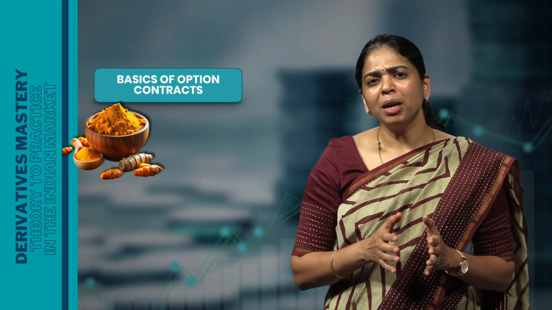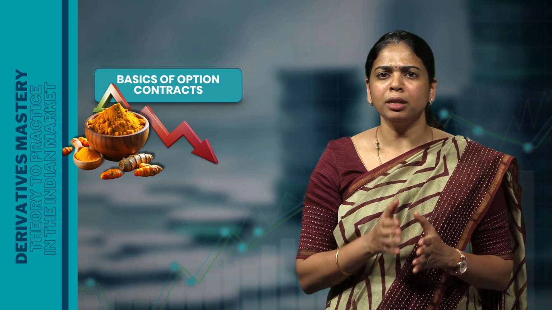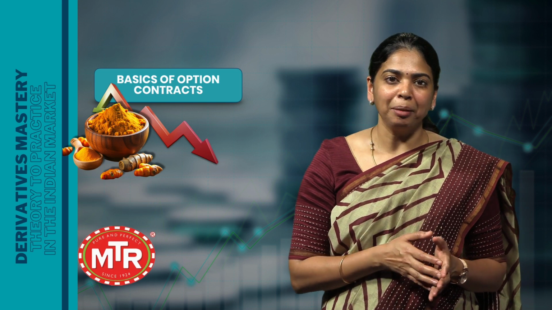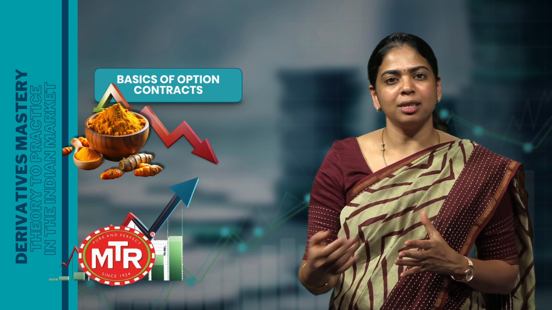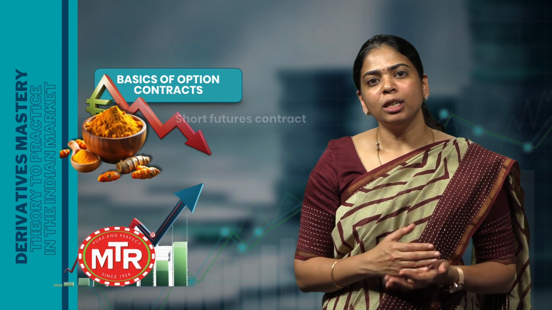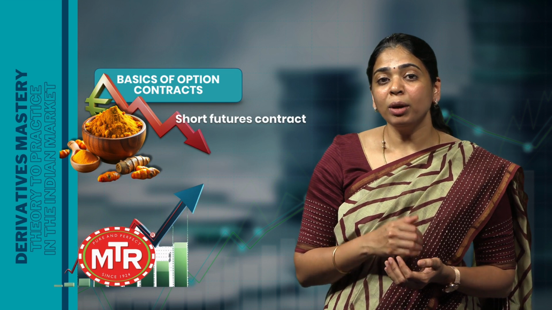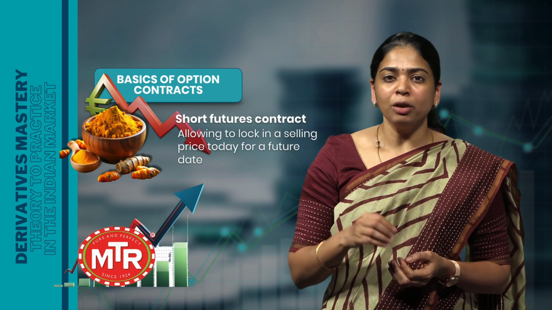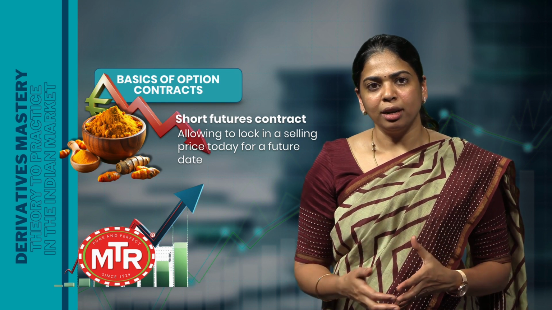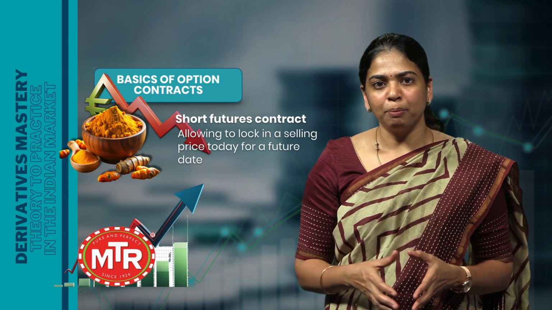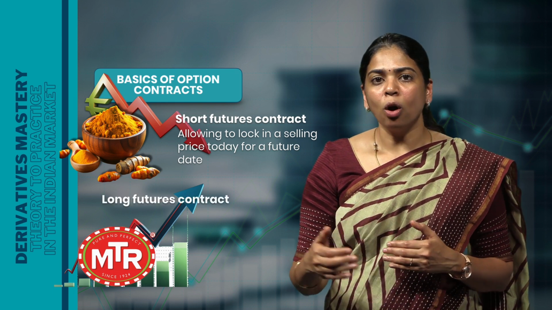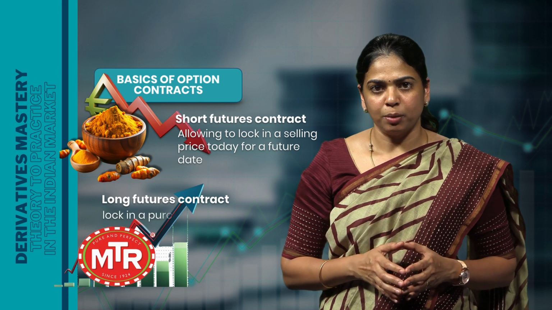A turmeric farmer may be worried about a potential drop in turmeric prices in the future, whereas a masala manufacturing company like MTR might be concerned about prices rising. So, to manage these risks, the farmer can enter into a short futures contract, allowing him to lock in a selling price today for a future date. This means that even if turmeric prices fall later, he can still sell at the agreed upon future price. Similarly, MTR can enter into a long futures contract to lock in the purchase price.